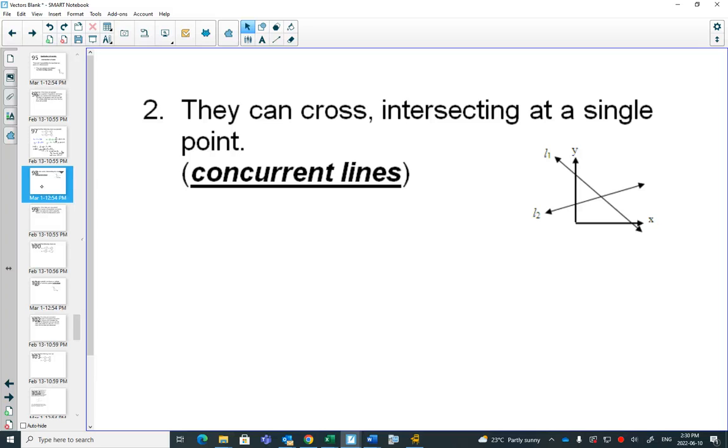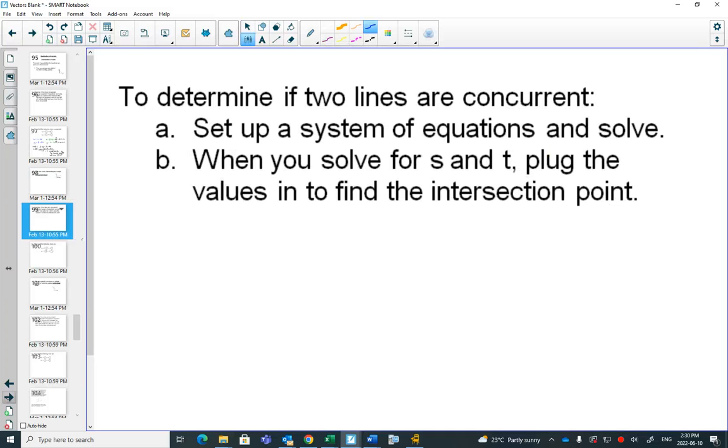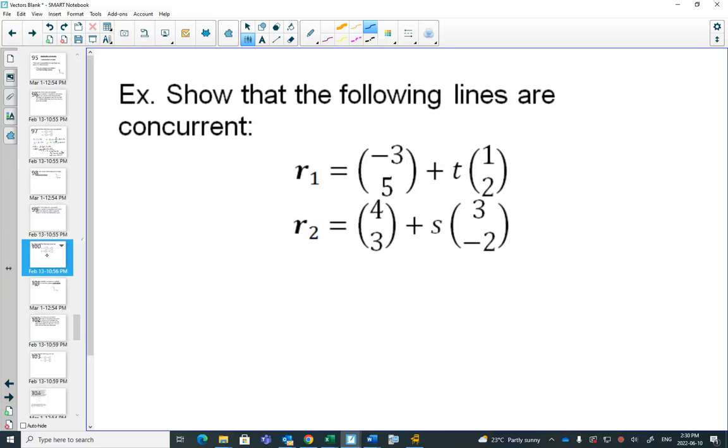Second possibility. They do cross at a single point. This is called concurrent lines. So how would we show that? Well, same thing. You set up your system of equations with your parametric equations, and you solve, but this time when you solve, it works. And then you can use those values of s and t to find it.